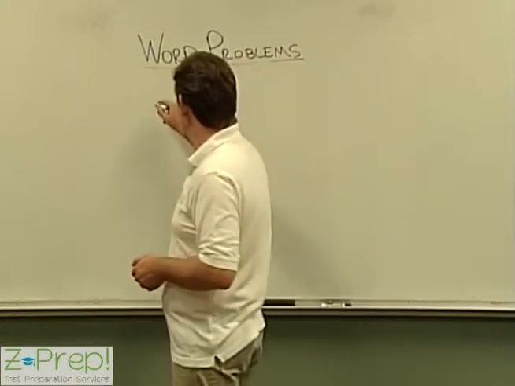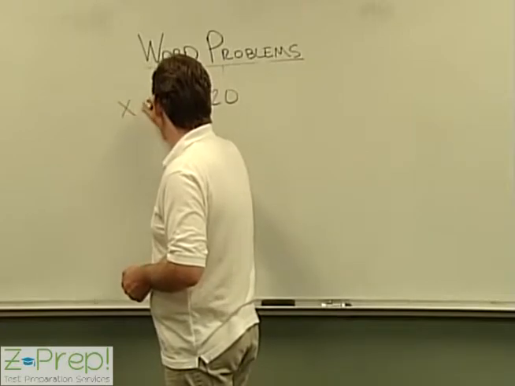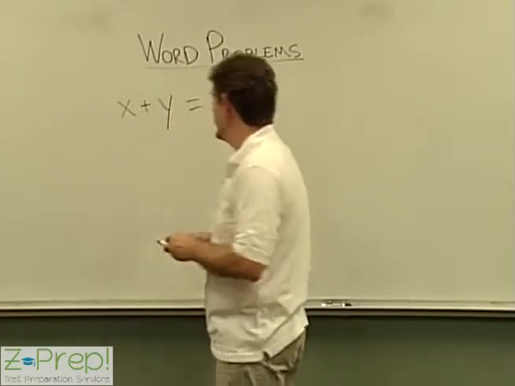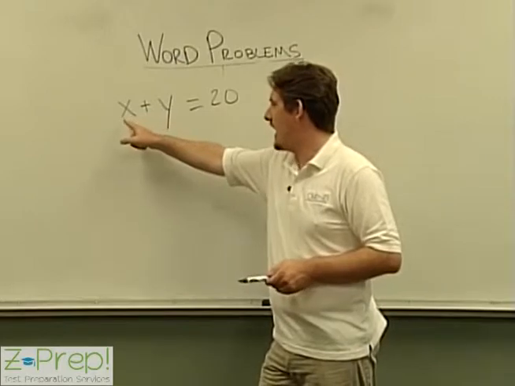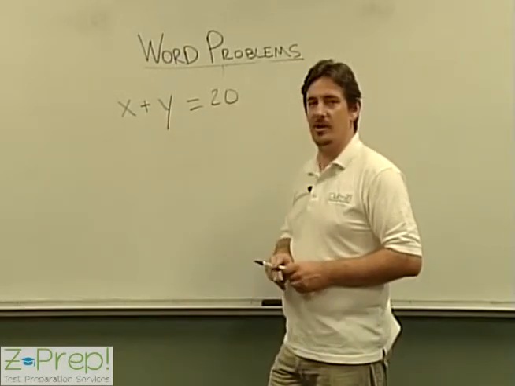So you've got 20 hamburgers and hot dogs. You don't know how many of each there are, but there are two types. So you've got them added up. I don't know how many hot dogs, I don't know how many hamburgers, but there's 20 of them total.